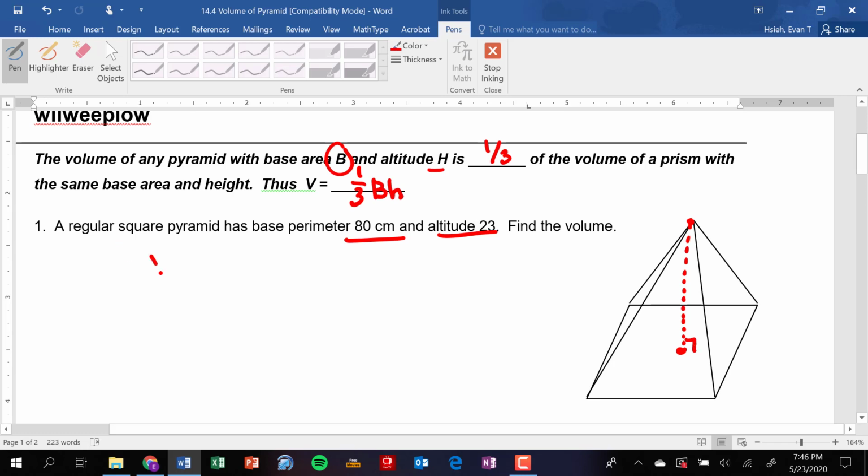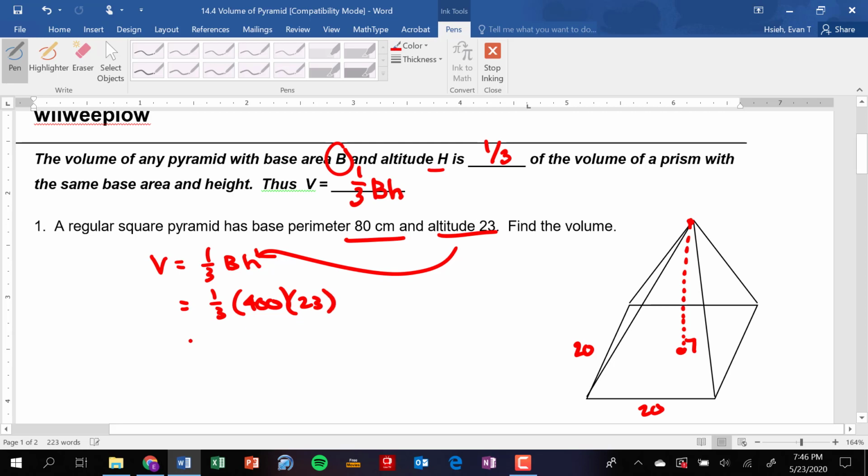And so this volume is just going to be 1/3 of the base of the pyramid times the height, which we know is the same as the altitude. It says the perimeter of the base is 80, so we know that each side is going to be 20. So it's going to be 1/3 of the area of the base, which is just going to be 400, times the height, which is 23. If I plug it in my calculator, I get 3066 and 2/3.